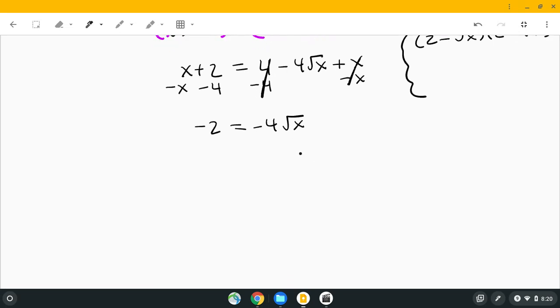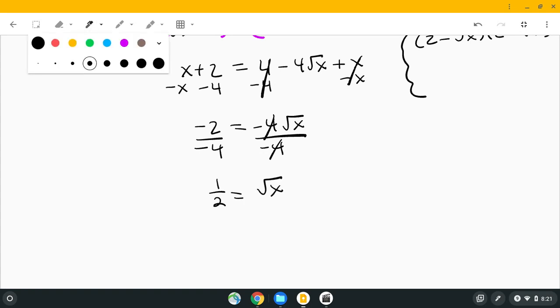Some people will go ahead and fully isolate the radical, so they would do one more step and divide both sides by -4. That's fine. Or you could just go ahead and square right off the bat. Just don't forget to square the -4. You know what, let me be true to what I said. Let's divide both sides by -4 and fully isolate the radical. So here I get +1/2.